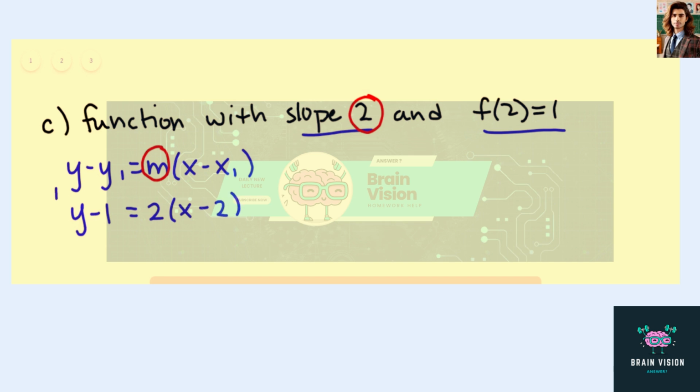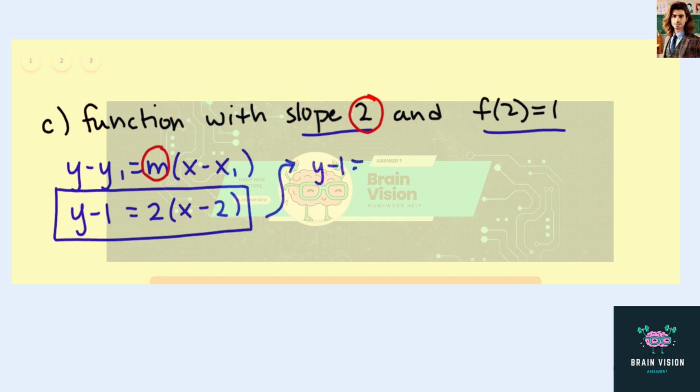Now this is the equation of the line. We could leave it like that, or we could change it to slope-intercept form, first by distributing the 2, and then by adding 1 to both sides. So we have y equals 2x minus 3.